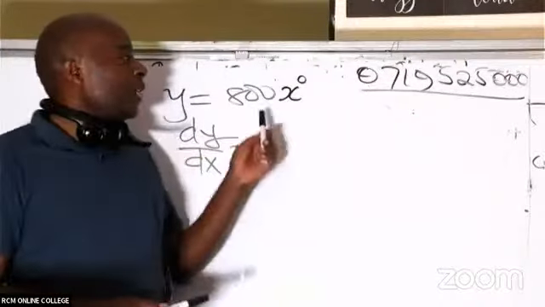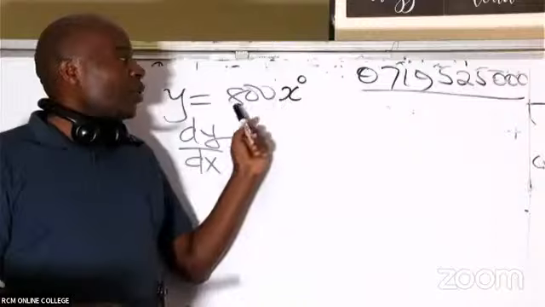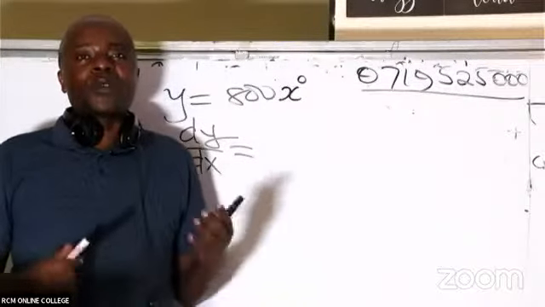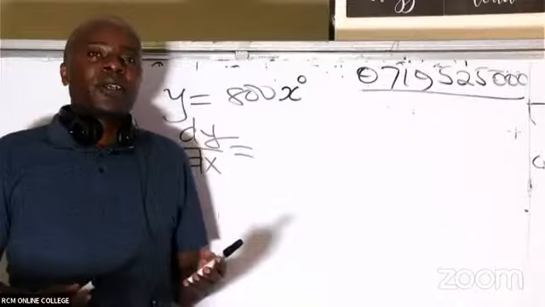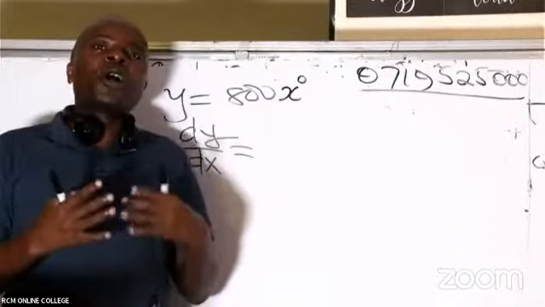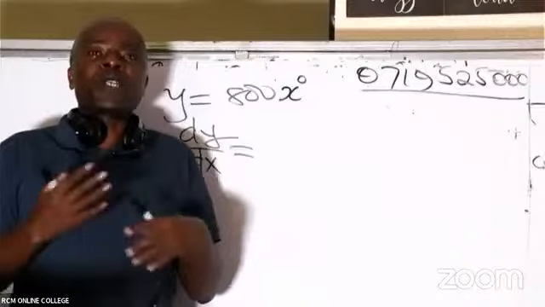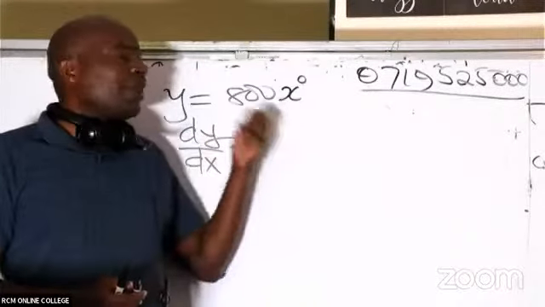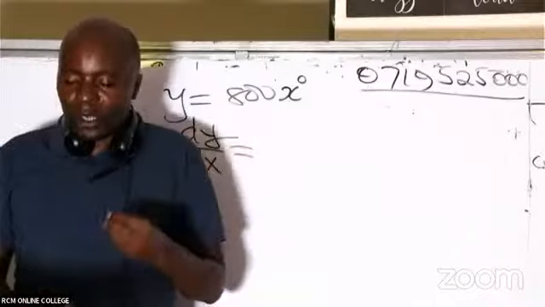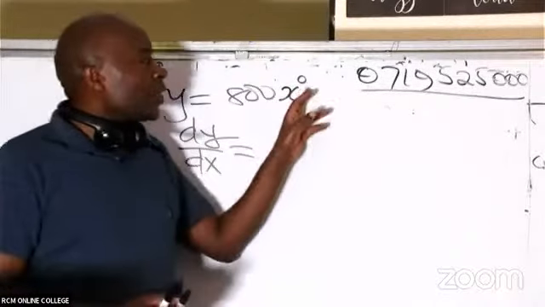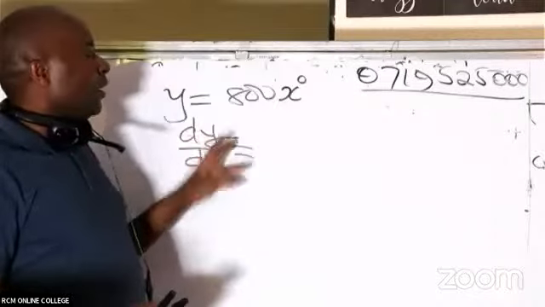Because you see, 800 times this is 1. So 800 times 1 is 800. X raised to 0 is 1. So if I bring this x in, to conform with how functions are written, y with x, no worries. I'll still put this x here, but raise it to power 0. Now, when it is like this, I can go ahead and differentiate.